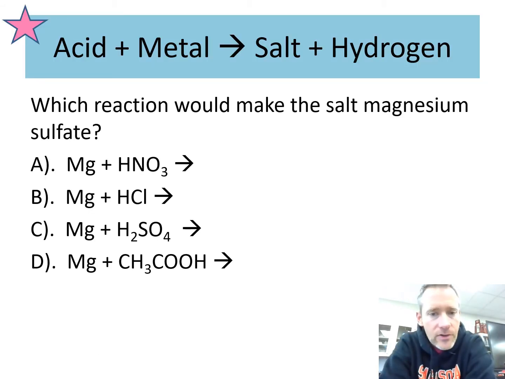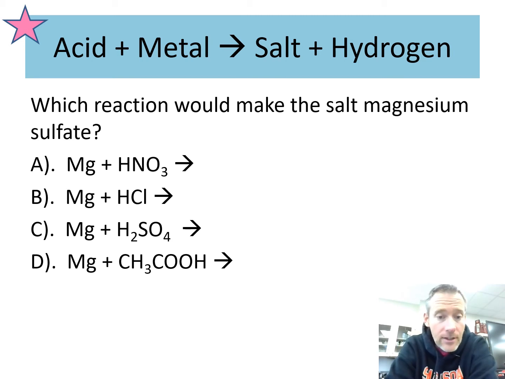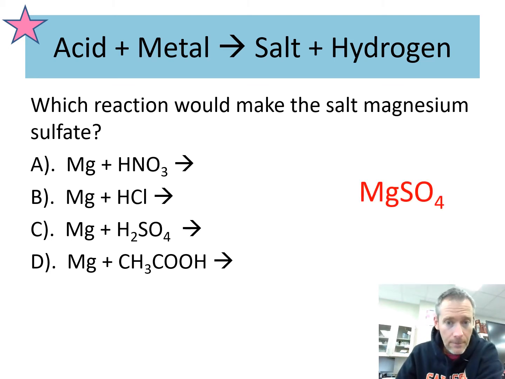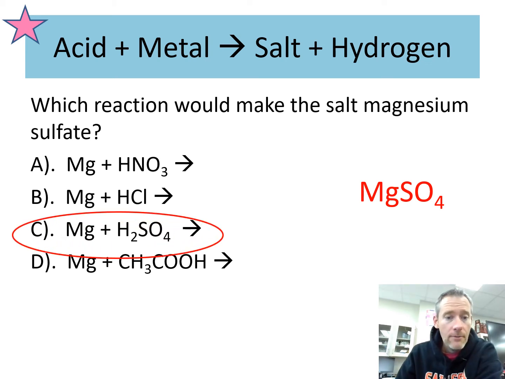All right, so hopefully you can answer these questions. Which salt reaction would make the salt magnesium sulfate? So obviously we need to find magnesium, and that's all the reactions, and you have to find what sulfate is. If you think it's C, you are correct. Magnesium sulfate makes from magnesium and sulfuric acid.